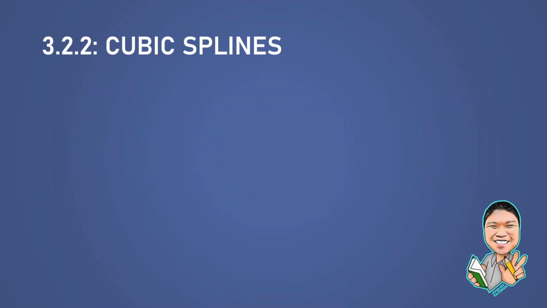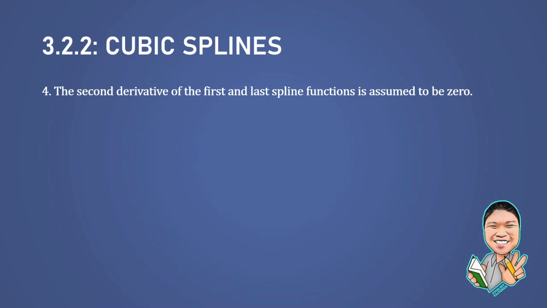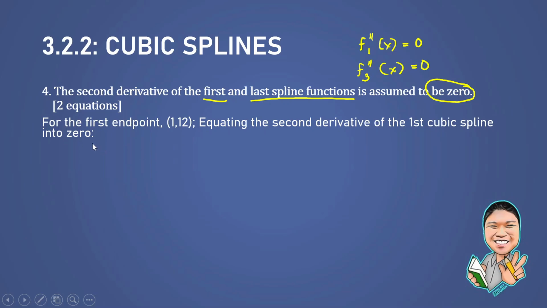So, in this case, let's go to the first step. Remember this: the second derivative of the first and last spline function is assumed to be 0. Let me repeat, the second derivative of the first and last spline function is assumed to be 0. So, f double prime of the first spline is 0 and f double prime of the last spline, the third spline, is equal to 0. Of course, what we are talking about here is our first endpoint. In step 2 and step 3, we dealt with intermediate points. Now, in step 4, we deal with the endpoints.